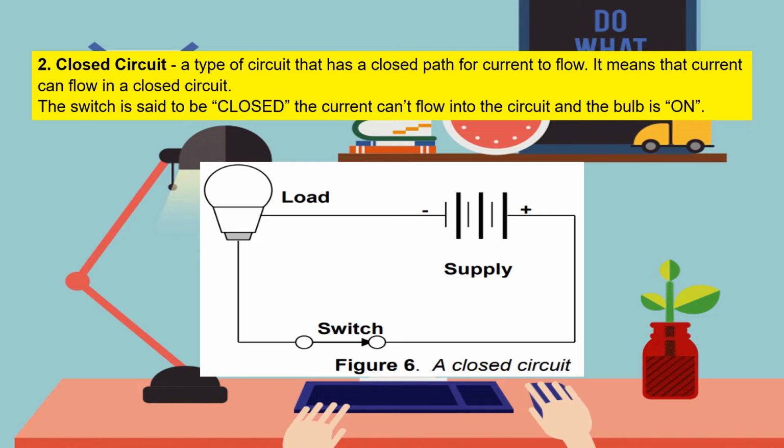Number 2. Closed circuit. A type of circuit that has a closed path for current to flow. It means that current can flow in a closed circuit. The switch is said to be closed. The current can flow into the circuit and the bulb is on. Figure number 6 is a closed circuit.